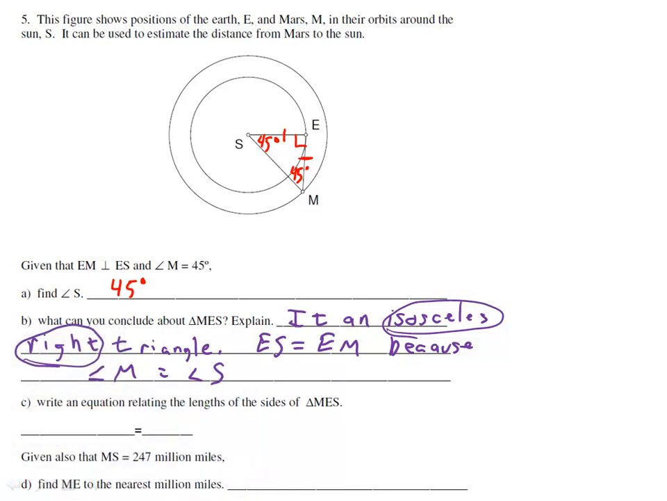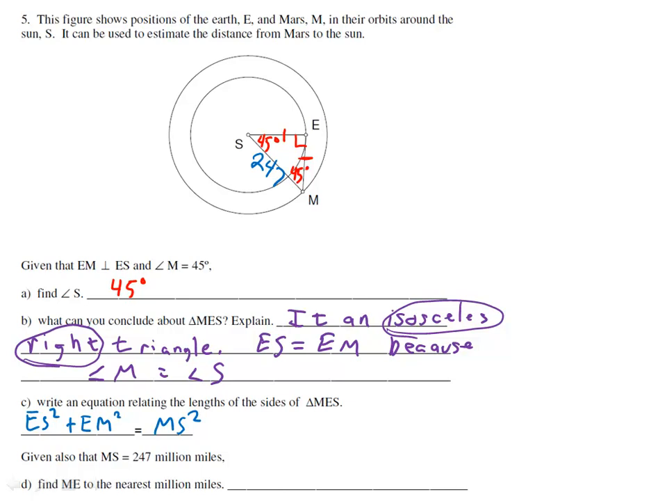So we can say ES squared plus EM squared equals MS squared. Now they gave me a new piece of information. MS equals 247 million miles. Again, I'm going to mark up the figure. And I'm just going to remember that's in millions. I'm not going to put all those zeros in. We might blow up our calculator if we do.